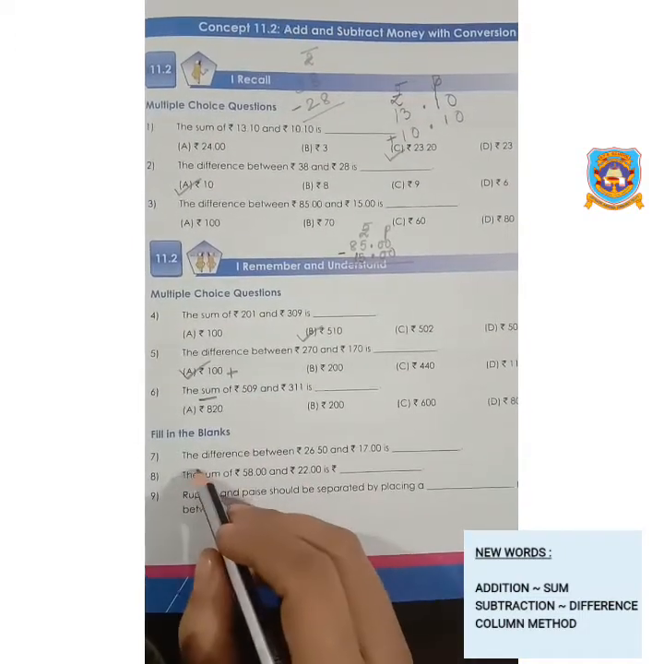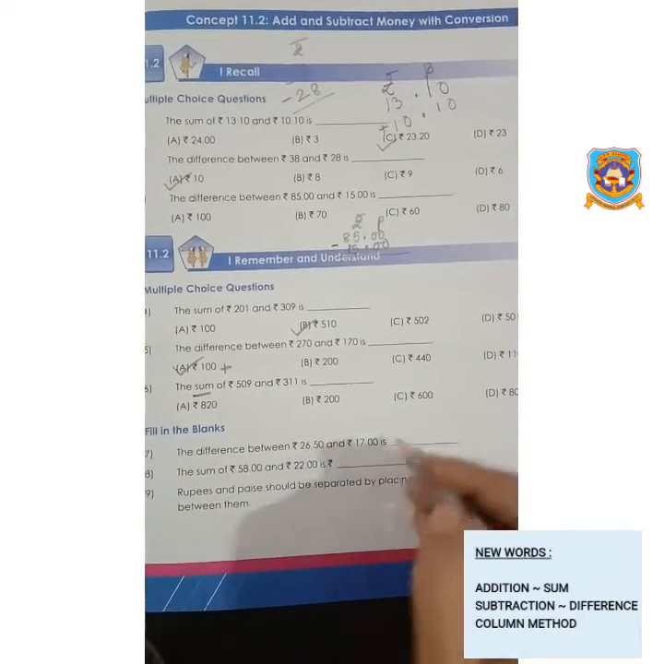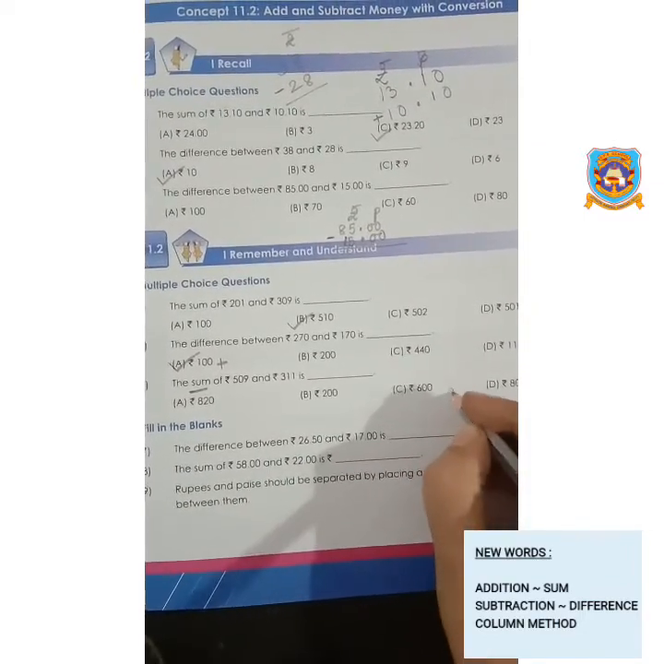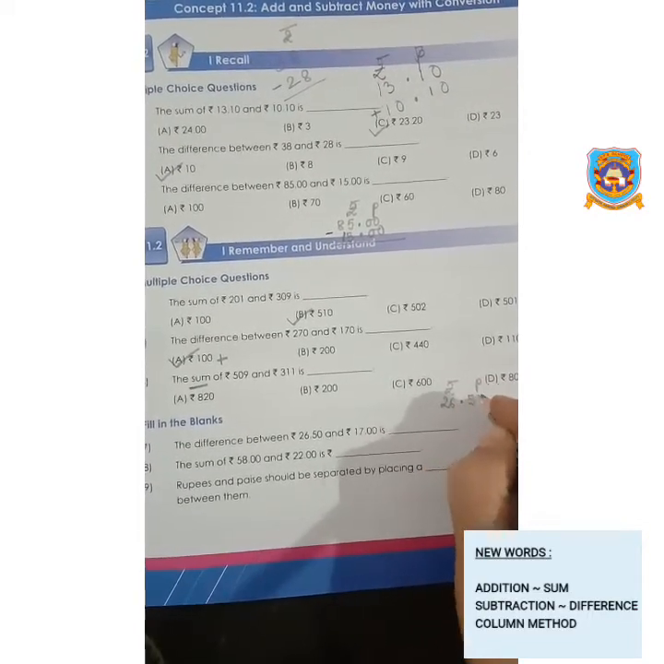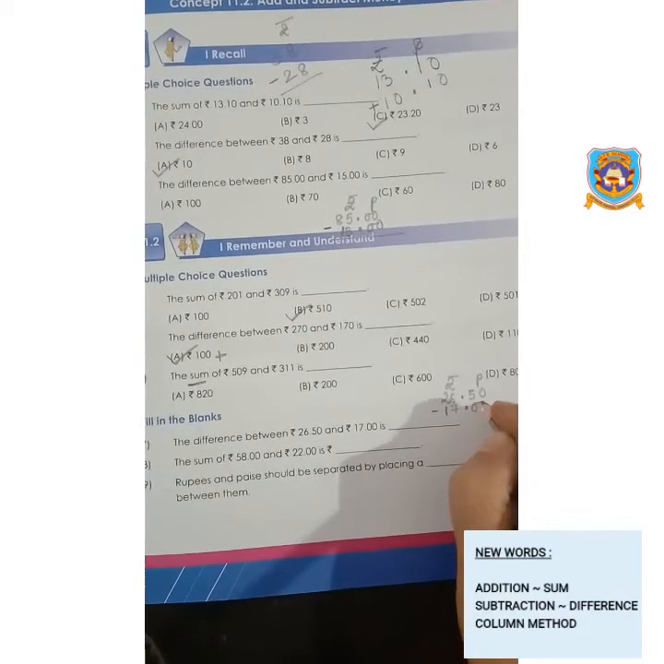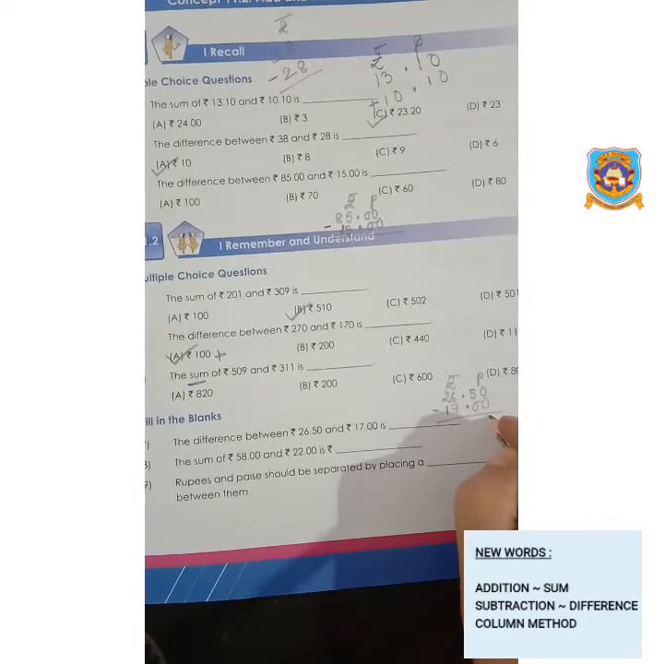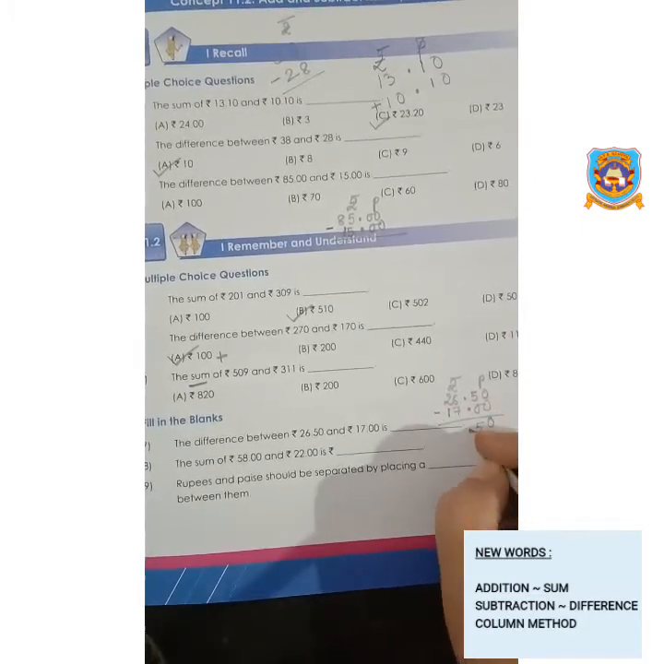Okay, question number 7, the difference between rupees 26 and 50 paise and 17 rupees. How will you do that? For rupees and paise, a column is there. So you make the columns 26.50 minus 17.00. So 0 minus 0, 0, 5 minus 0, 5 will come down.